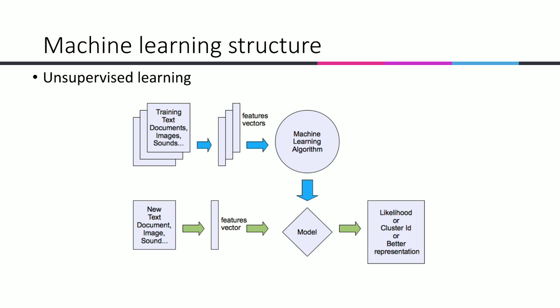In unsupervised learning, in the previous diagram the labeled data is available, but in this diagram there is an absence of labeled data. The process is similar: the machine learning algorithm forms the model and gets the input data. We have to find out the likelihood, cluster ID or a better representation, meaning we have to determine which class that particular data belongs to.